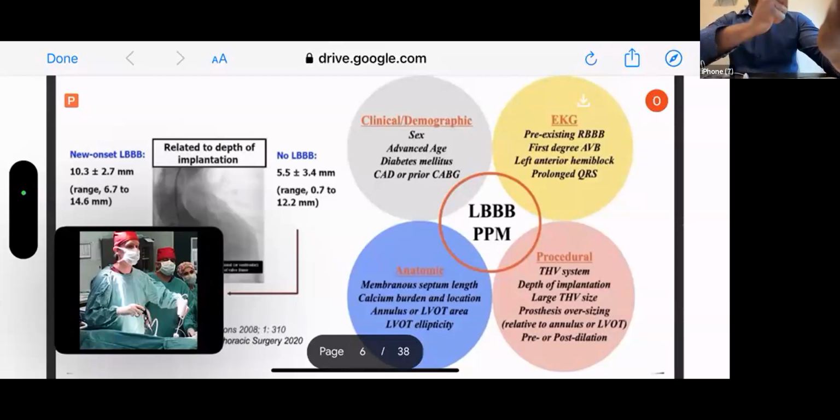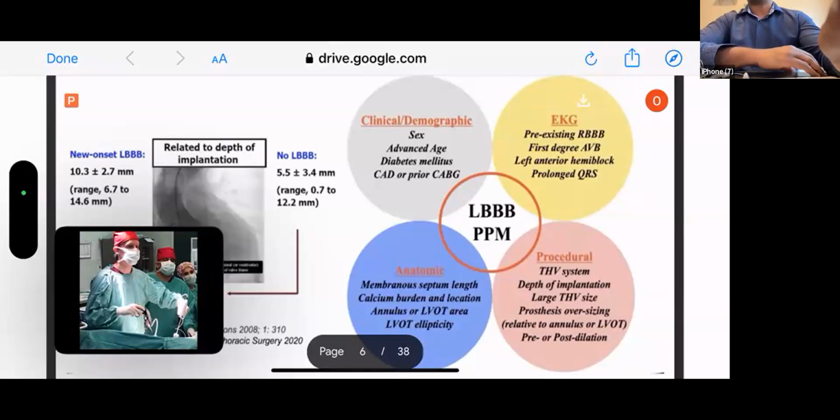And then the annulus or the LVOT area. So what we try to do when we size the valve is make sure that the valve size is not bigger than the annulus or the LVOT area. And like I said, the LVOT ellipticity can also be a contributing factor to development of this conduction abnormality.